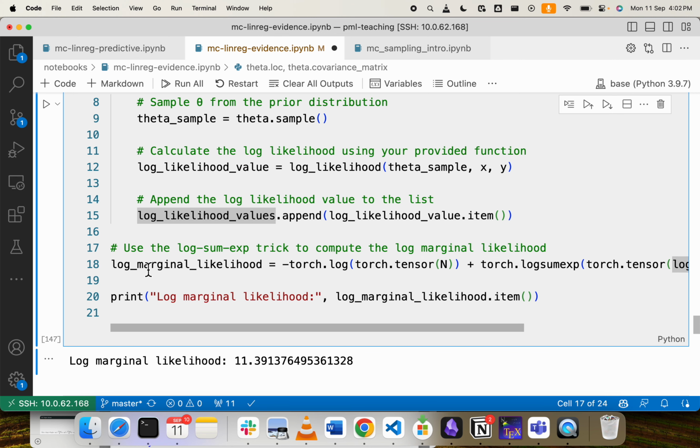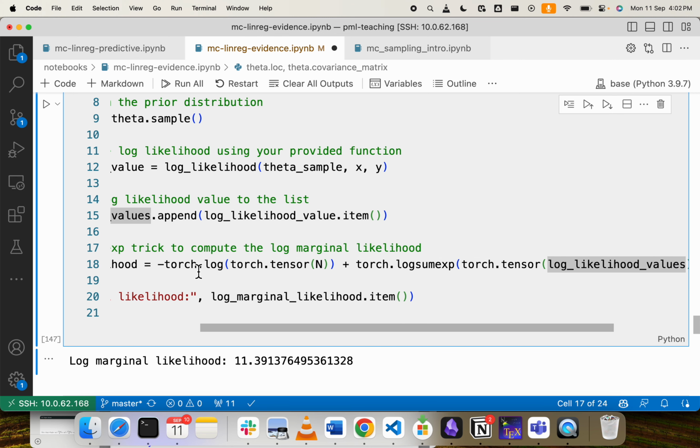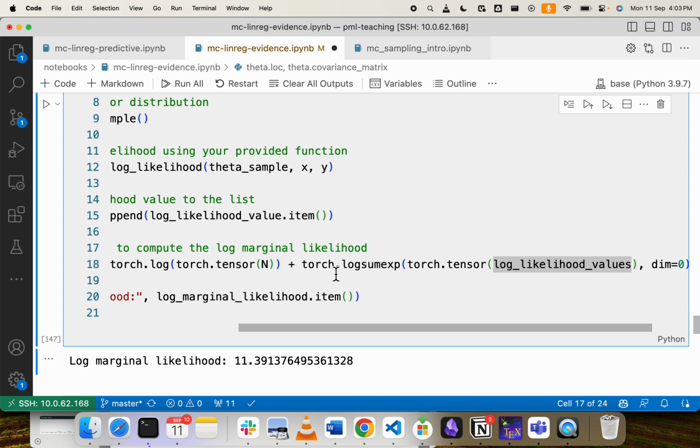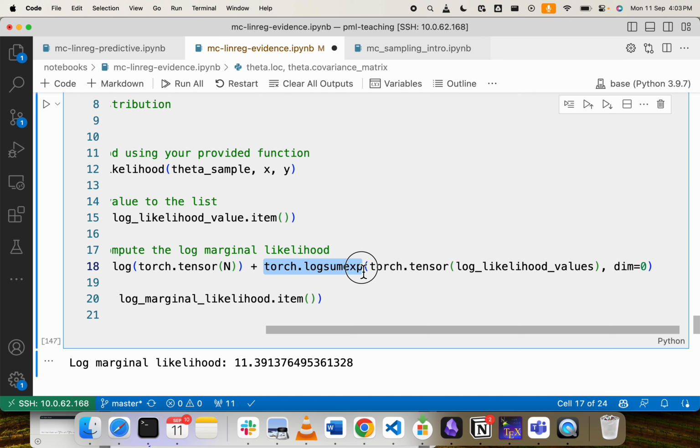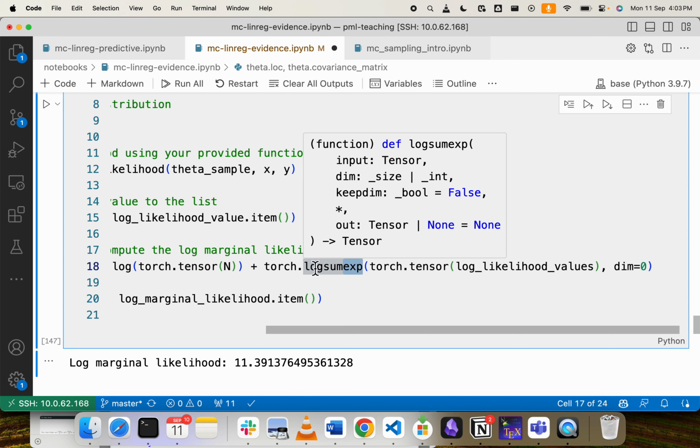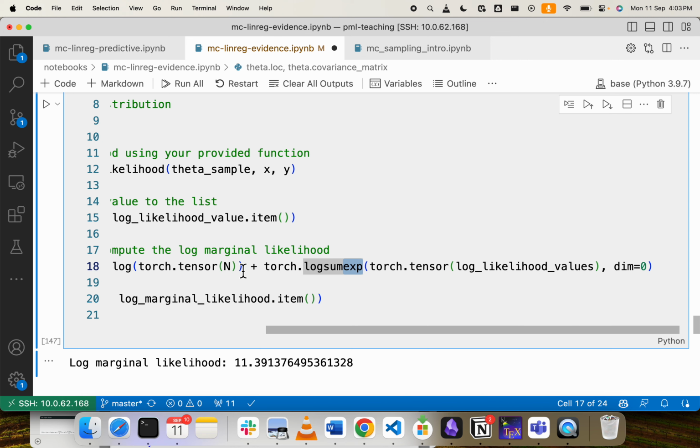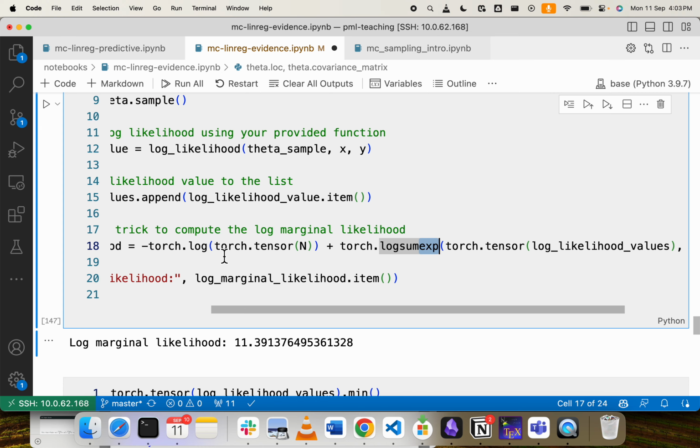So I have log marginal likelihood equal to minus torch.log n plus torch.logsumexp of the log likelihood values. Internally log sum exponentiation will give you the correct values. You don't need to worry about that. So what we're saying is that these are log likelihood values. You will have to exponentiate them, you take a sum over them and then you're finally computing a log over that. And then you also had a log of divided by n term from the Monte Carlo estimate. So that comes in as minus torch.log n.